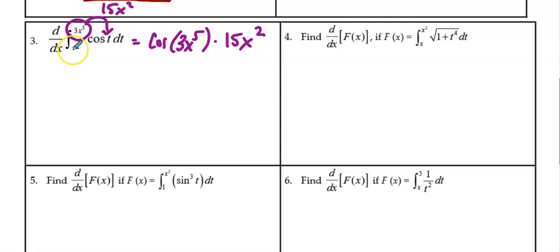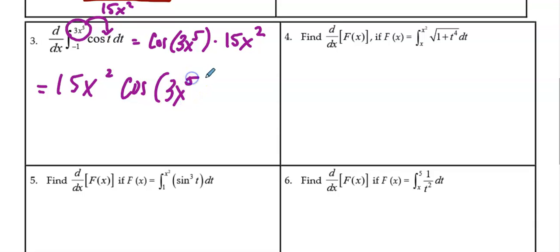And again, ladies and gentlemen, I do not need to worry about the -1, because if I plug in -1, it would be minus. I still want you to know it's still f of b minus f of a, so it's still part of the fundamental theorem of calculus. Then we do the bottom part, but when we multiply by a constant, the derivative is 0. So this answer is going to be 15x squared times cosine of 3x to the 5th.